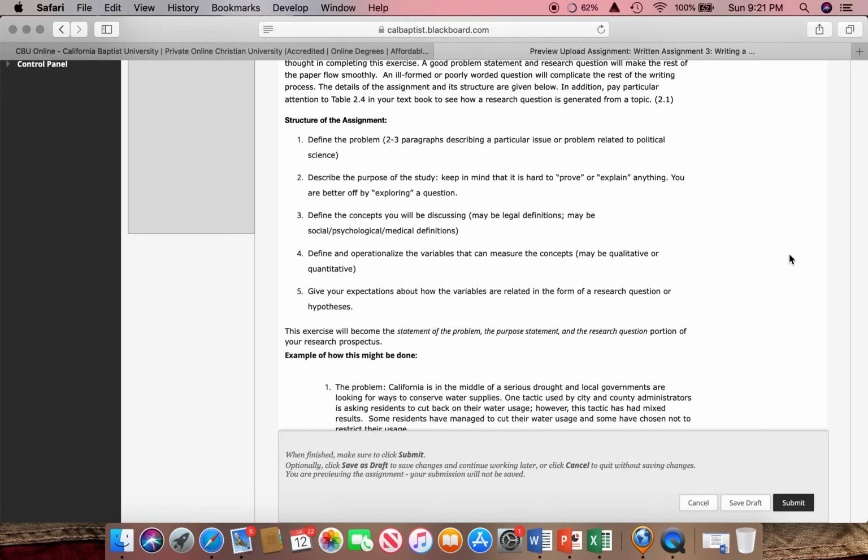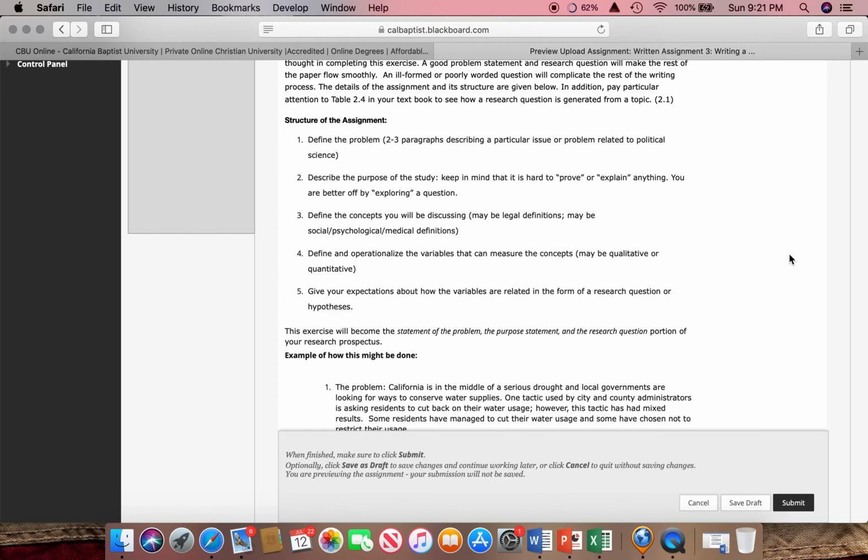You are much better off to use things like "I'm exploring my topic." Define the concepts that you'll be discussing. Define and operationalize the variables that can be measured, and give your expectations about how the variables are related in the form of a research question.